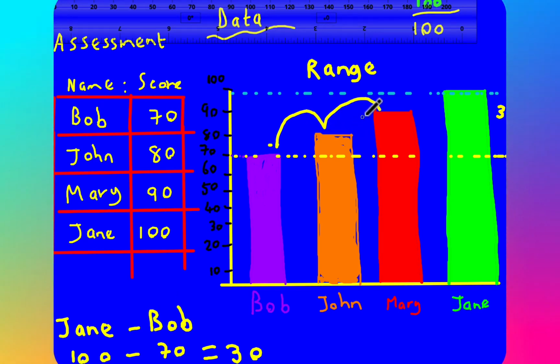This can be done with any type of data. And data, even though it has been represented on a new type of graph, it does not change the values. Bob still has 70, John still has 80, Mary still has 90, and Jane still has 100.